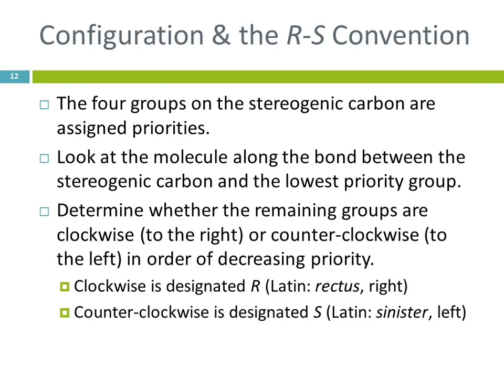So we assign priorities on those groups. We look at the molecule along the bond between the stereogenic carbon and the lowest priority group, and then we determine whether the remaining groups are clockwise to the right or counterclockwise to the left. Clockwise is designated R, and this is from the Latin word rectus, meaning right. Counterclockwise is designated S, from the Latin sinister, meaning left.